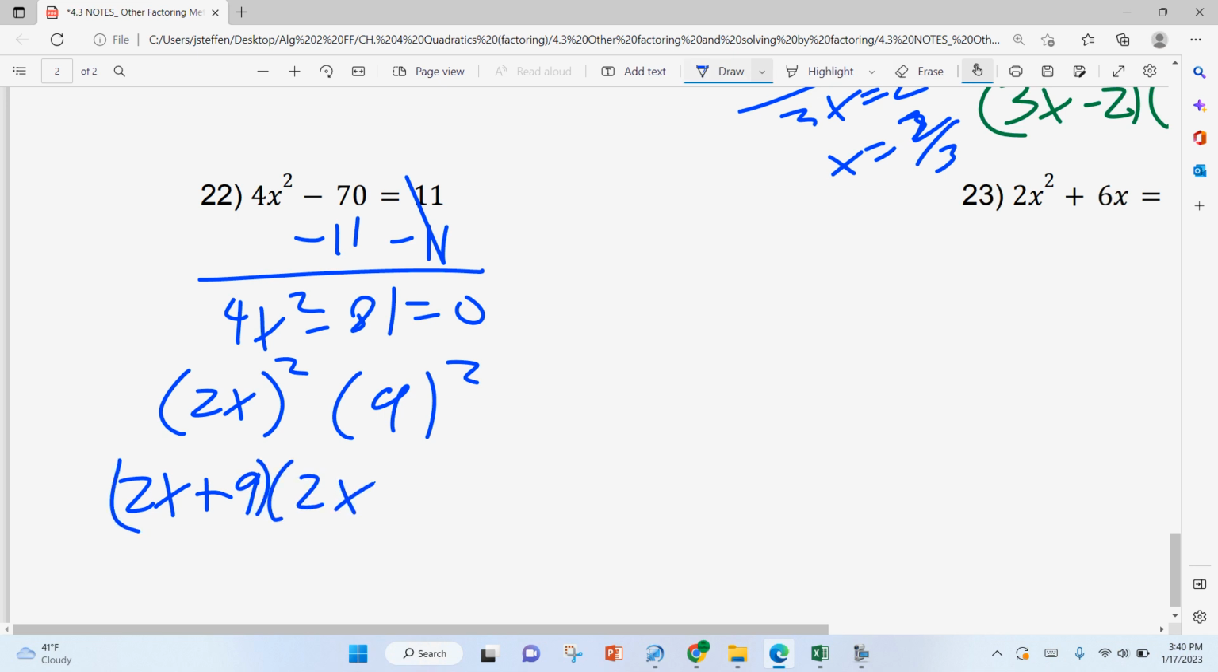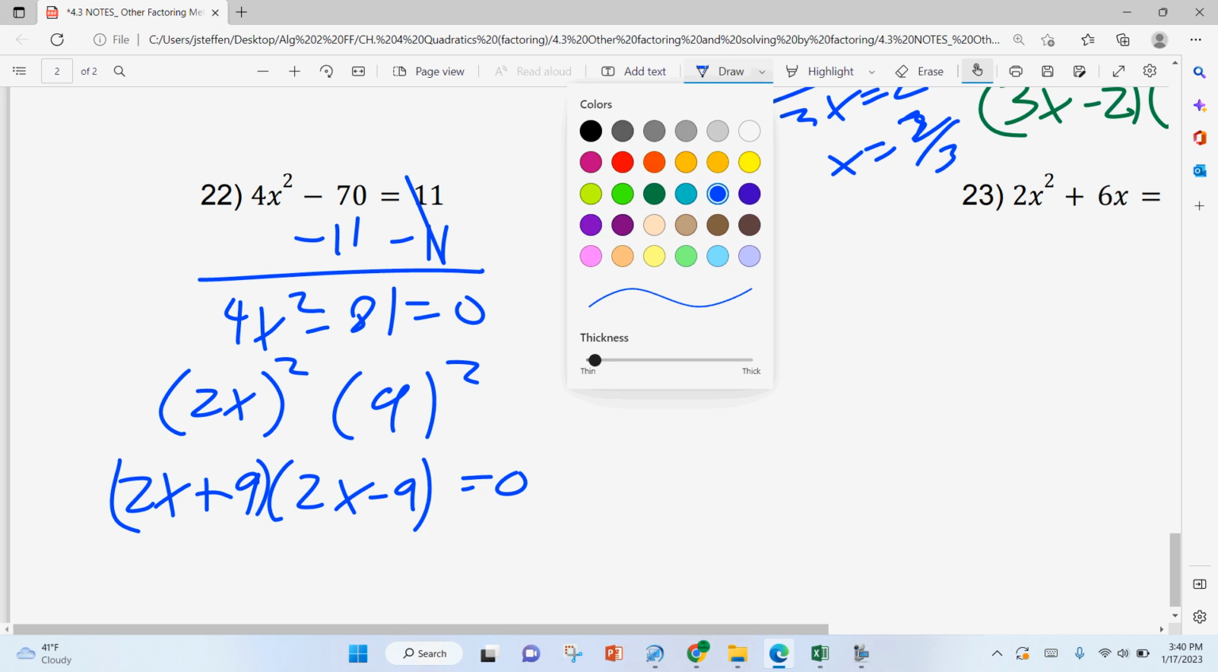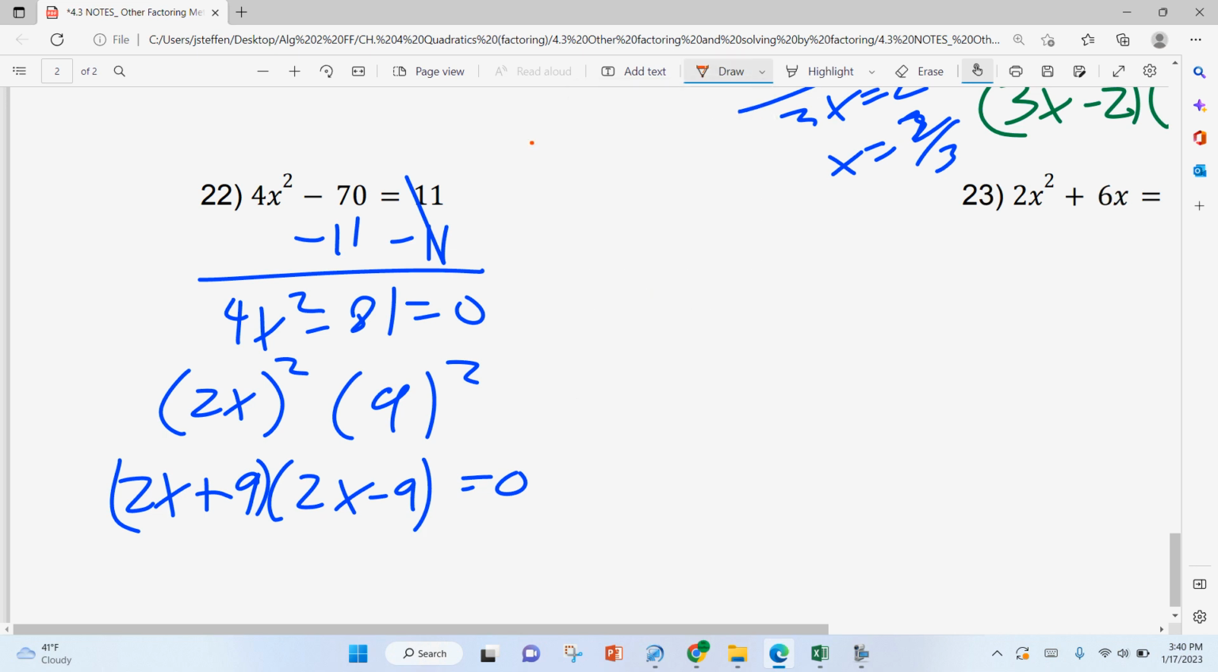And 2x minus 9. So the good news is one's positive, one's negative. So once we solve one, we pretty much solved the other. 2x plus 9 is equal to 0. Subtract 9 from both sides. You get 2x is equal to negative 9.